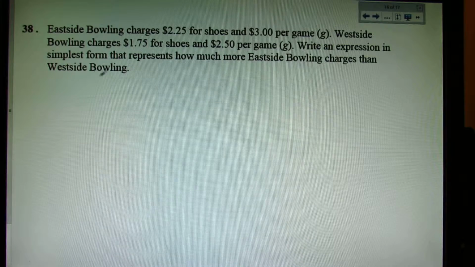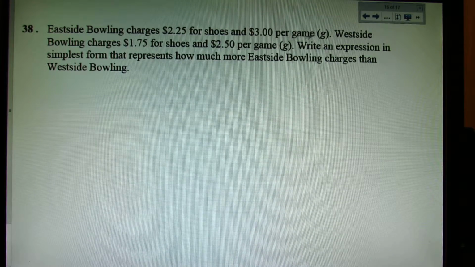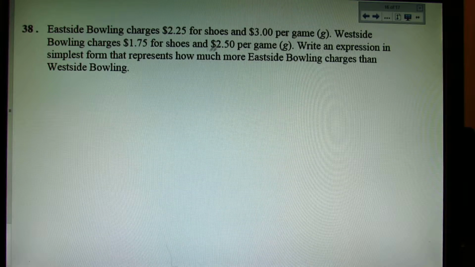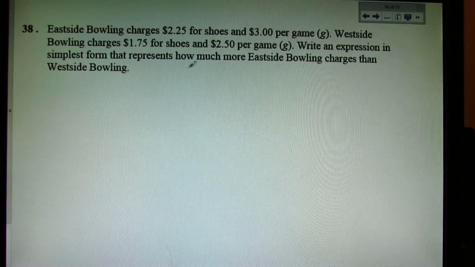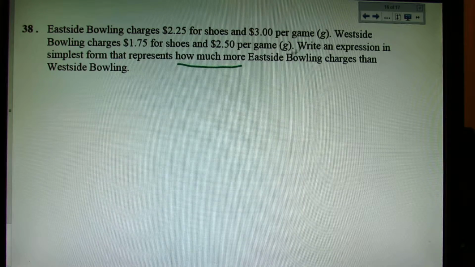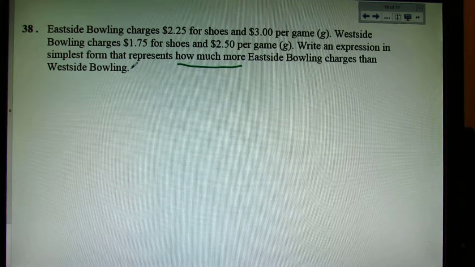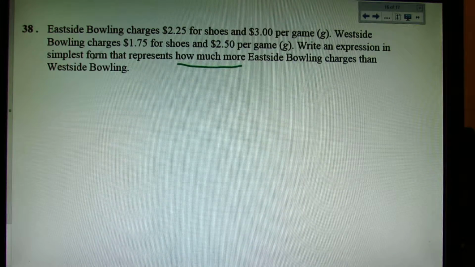Ooh, we're getting near the end, are we? Yep, that's the last one. Eastside Bowling charges $2.25 for shoes and $3 per game. Westside Bowling charges $1.75 for shoes and $2.50 per game. Write an expression in simplest form that represents how much more, oh, that's a clue word, Eastside Bowling charges than Westside Bowling. Alright, let's get all the Eastside stuff together.